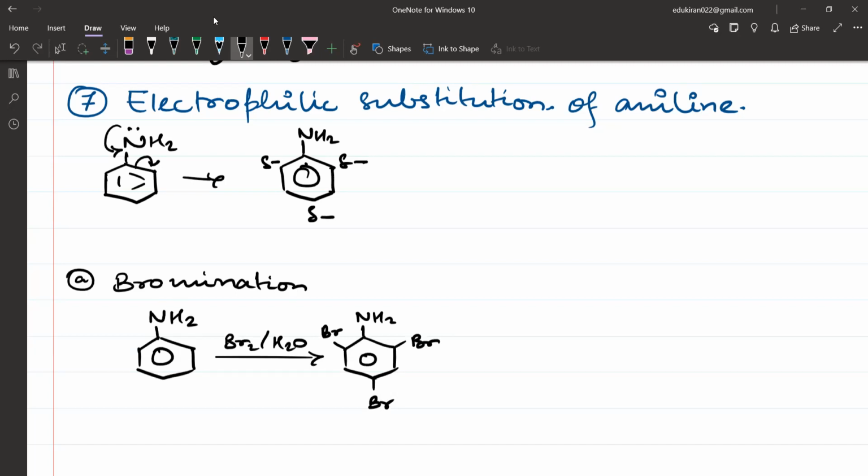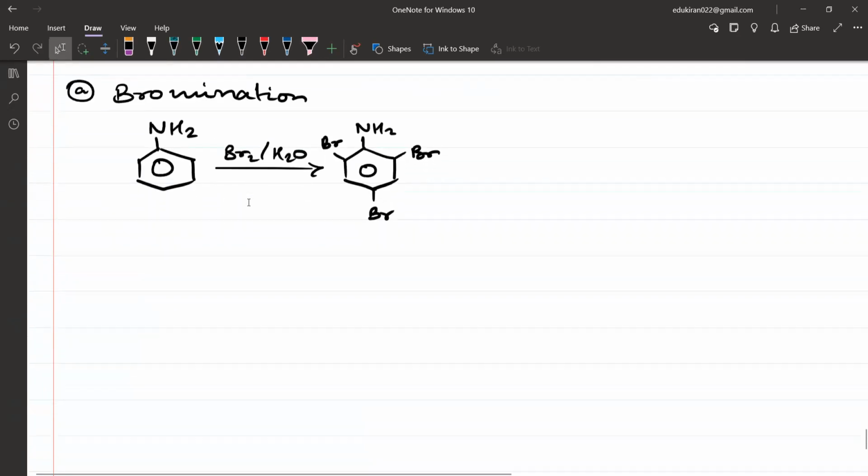Okay. Now, how to get mono-substituted bromine? Okay, mono-substituted bromine के लिए, we have to protect the nitrogen of NH2. So for that, we add acetic anhydride. Please see here.